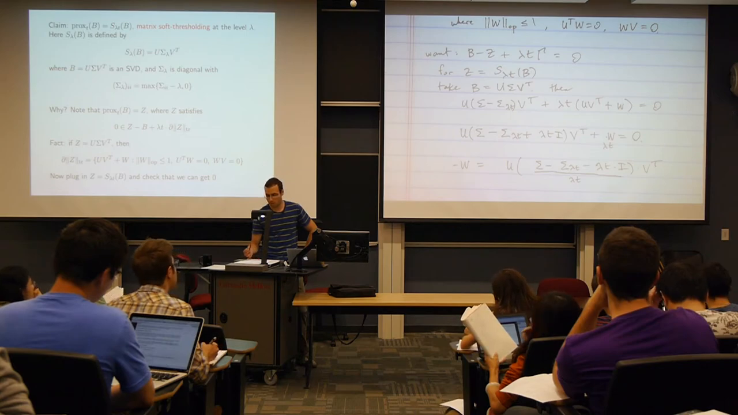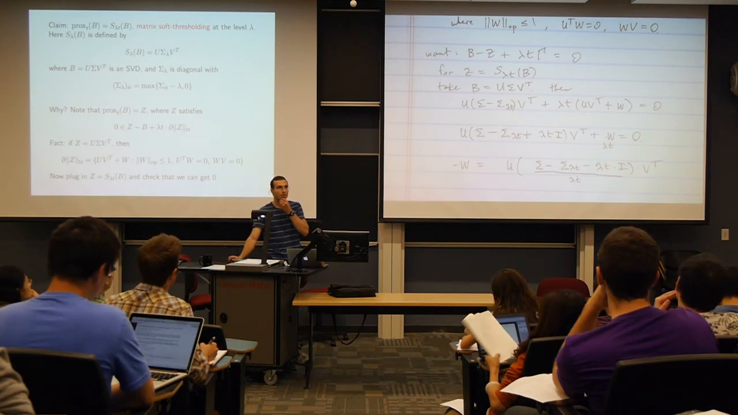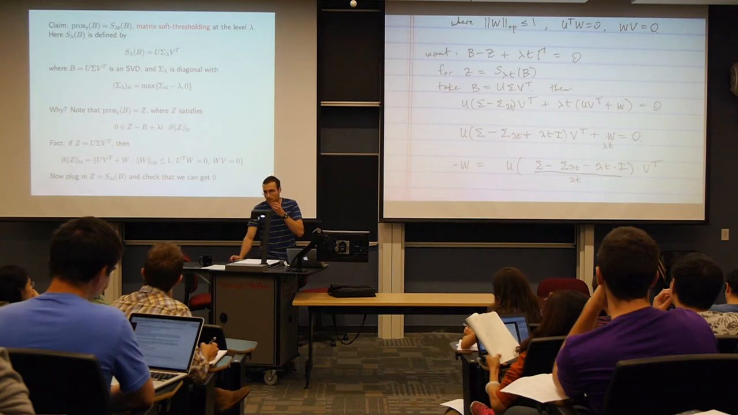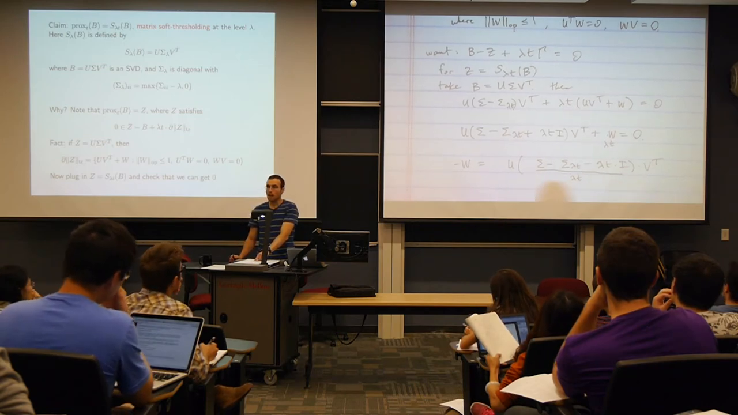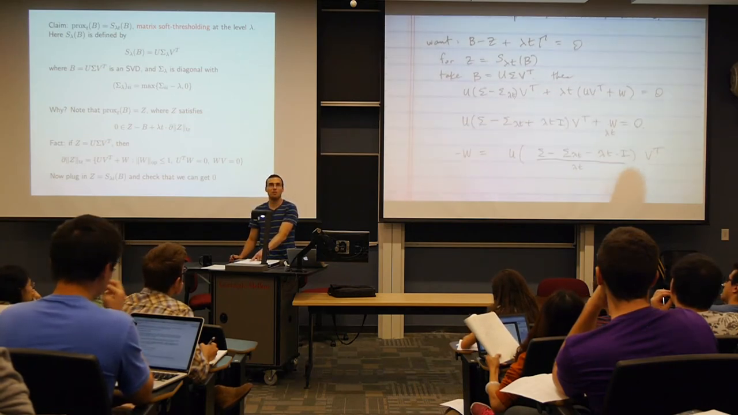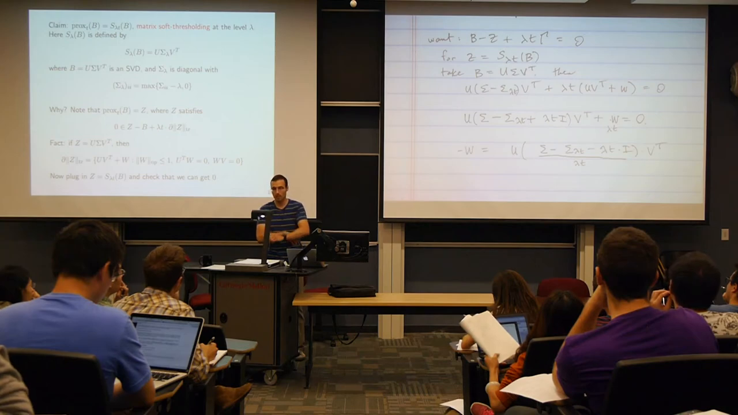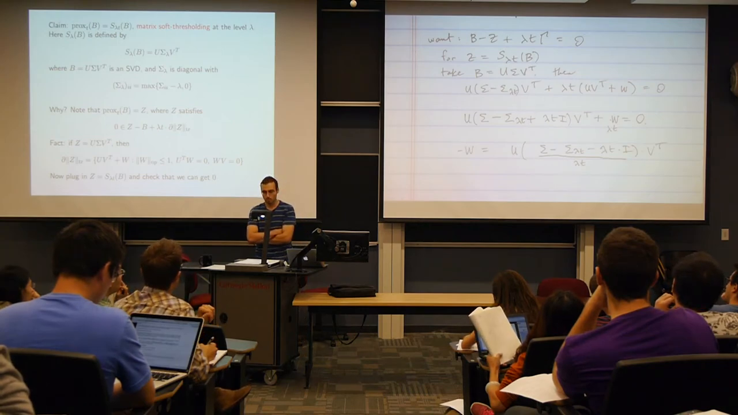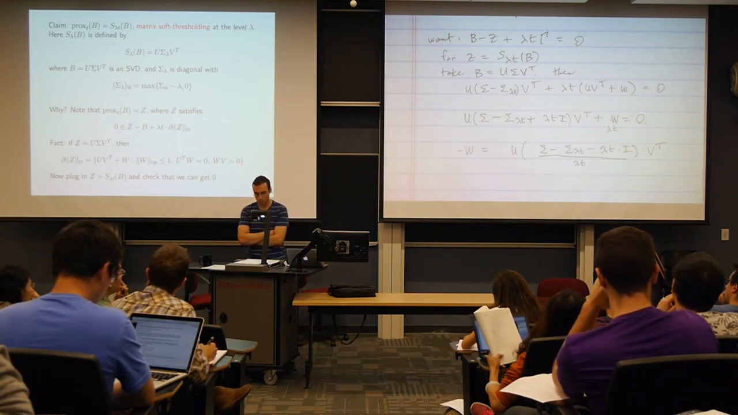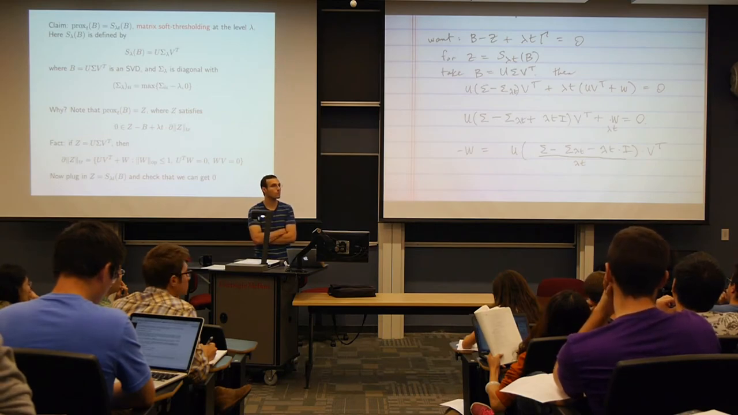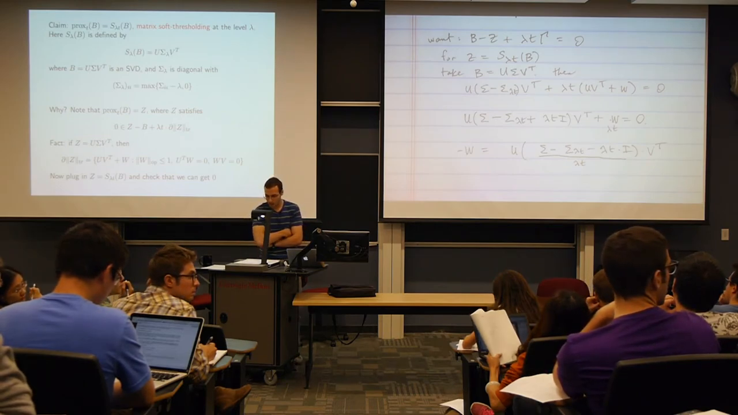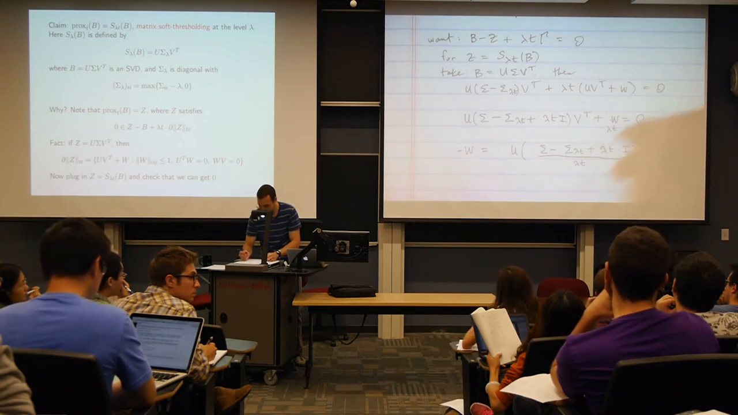Okay, so let's start off with just the operator norm property. What's the operator norm of this? What's the maximum singular value of this matrix we've written on the right-hand side? I'm sorry? Oh, this should be a plus. Yeah, thank you.